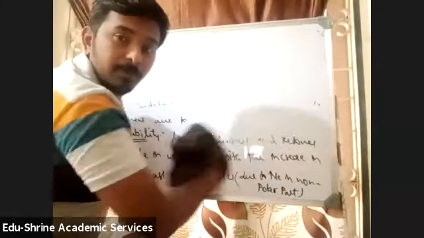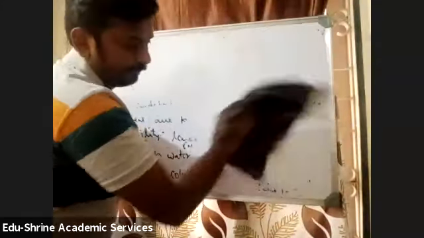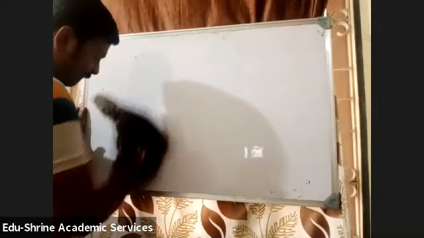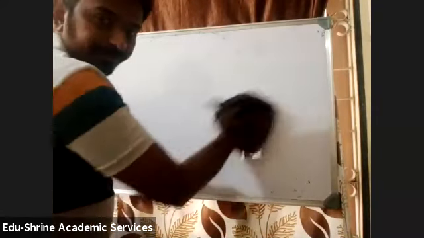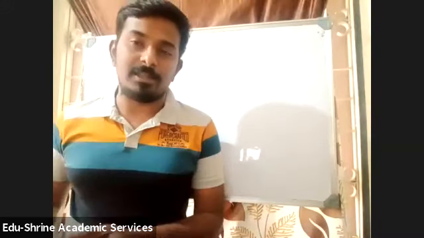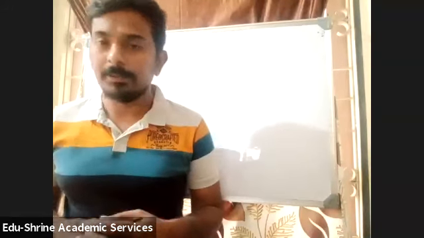JEE dates are finalized, no? From 23rd to 27th, 27th or 28th, I think. From 23rd it will start, February 23rd. Previously it was from 22nd. One day they have moved it to 23rd.